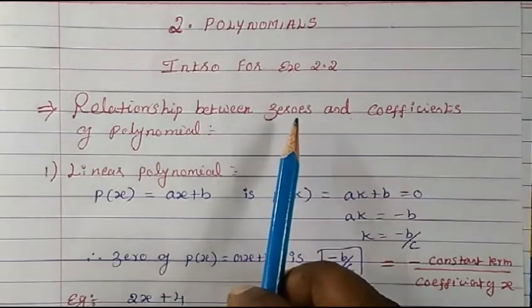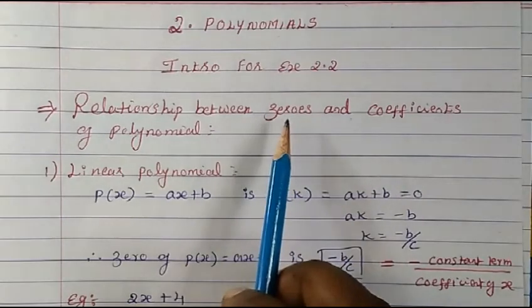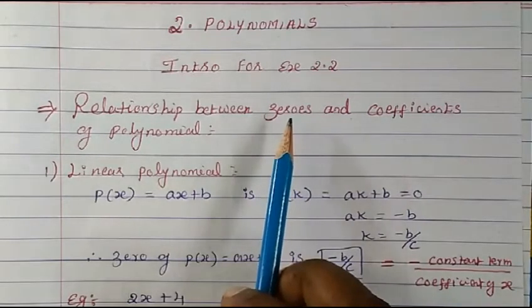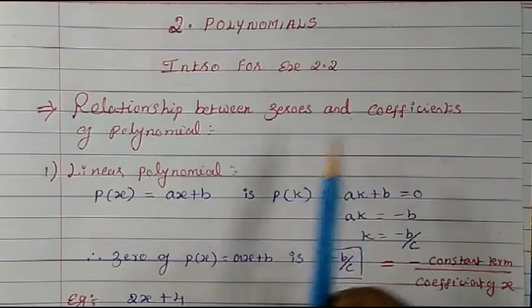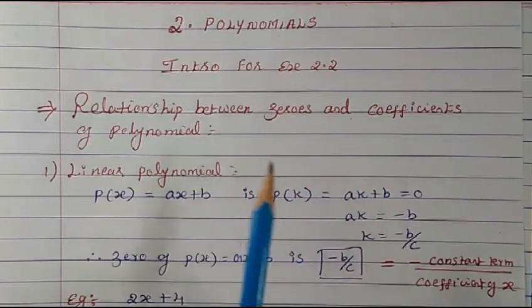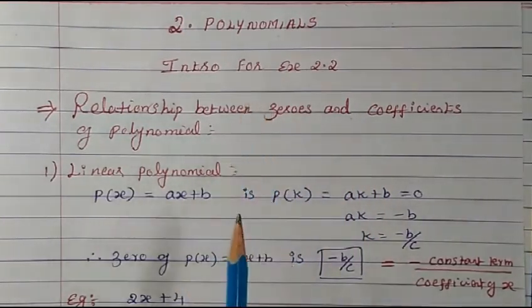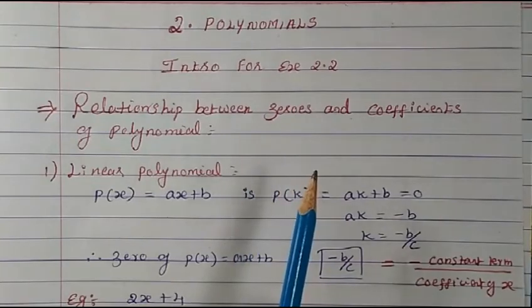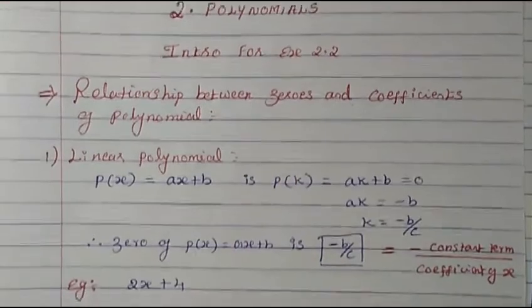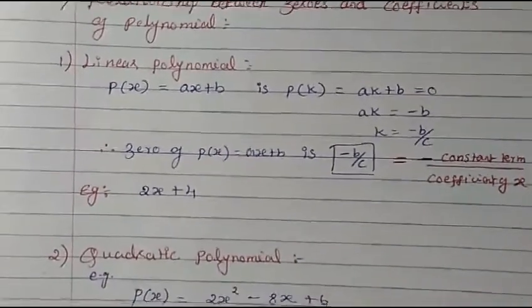Already I have taught you in 9th standard what are called zeros of the polynomial and what is coefficient. So you can go through 9th standard videos of the polynomial chapter, where these are explained in detail. Now let's see first for the linear polynomial.